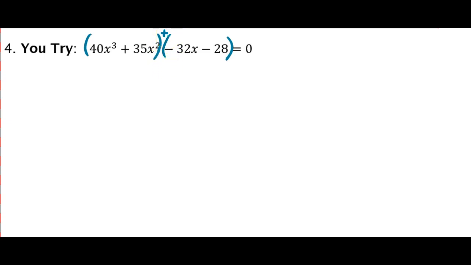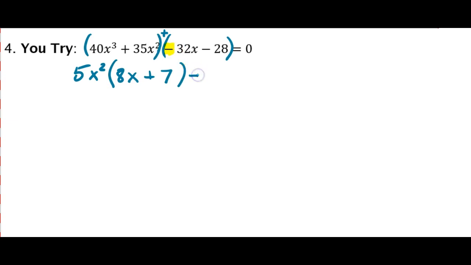All right, so now we're going to factor out the greatest common factor of each. The first group, the greatest common factor, is 5x squared. And then my leftovers would be 8x plus 7.